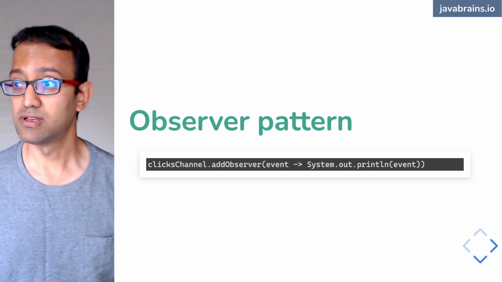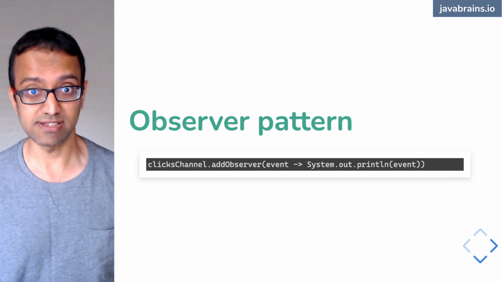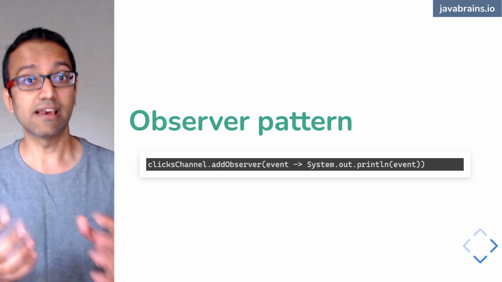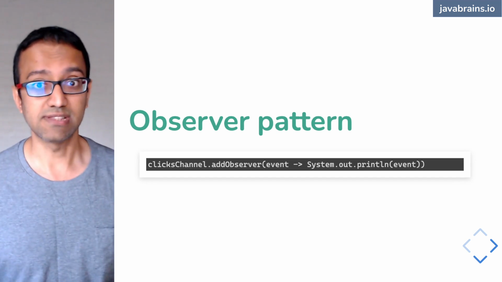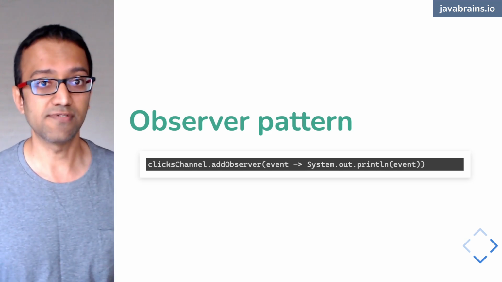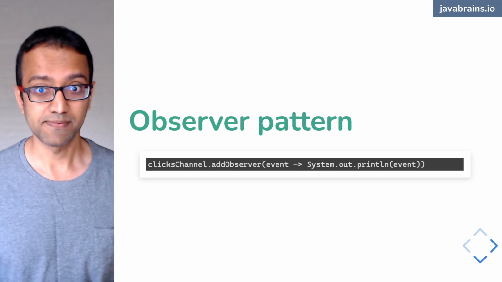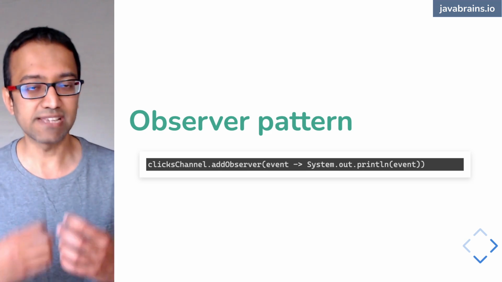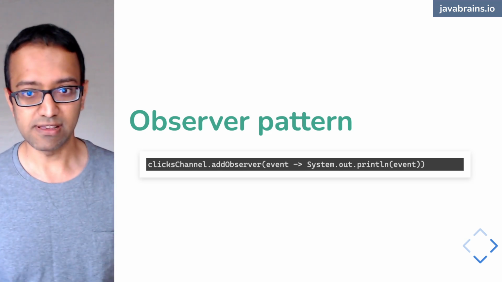So what you do is you add an observer to it. It's like you're saying, hey, whenever a click event happens, execute this thing, and you're passing it this lambda, which is saying event, System.out.println of that event, right? Yeah, it's basically observer. You're passing it saying, when that happens, run this.